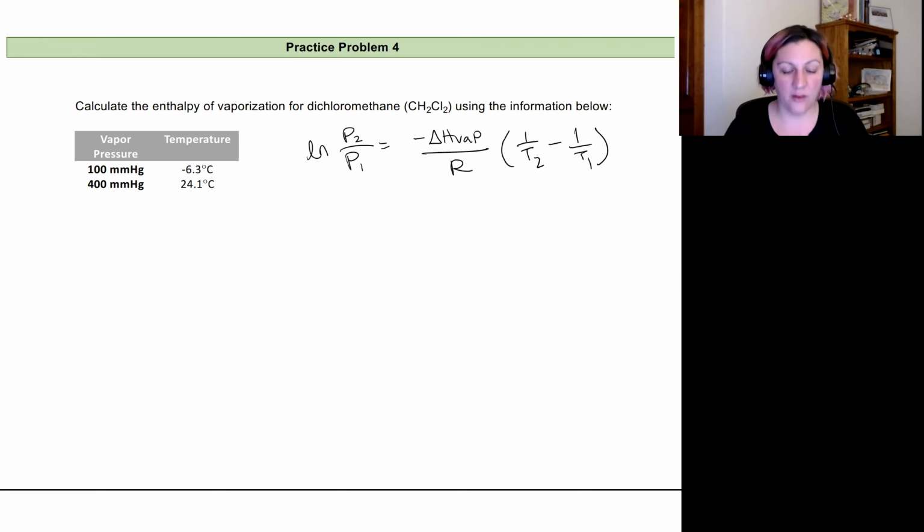We know the vapor pressure of the dichloromethane at two different temperatures. And so this first line here, the 100 millimeters of mercury at negative 6.3 Celsius, we're going to call this P1, which is going to make this T1. And then we'll call the second data point P2 and T2.